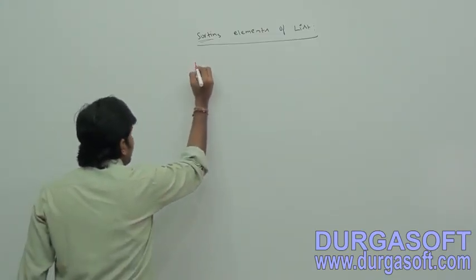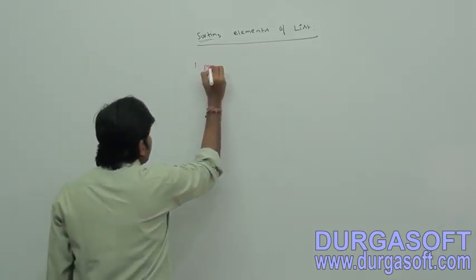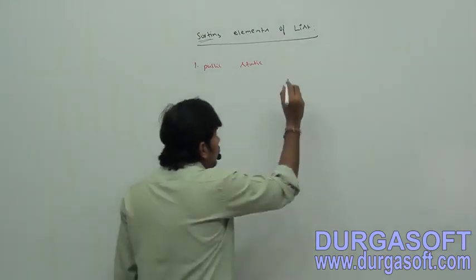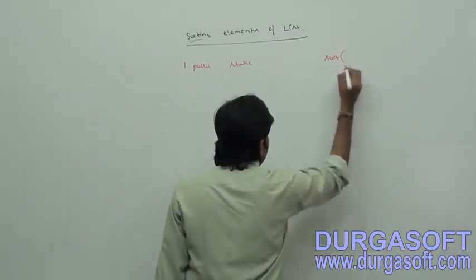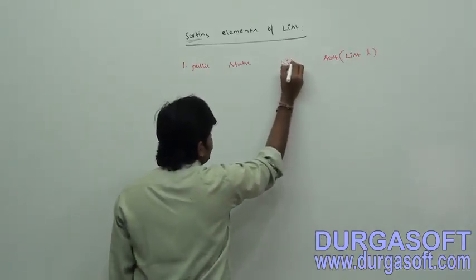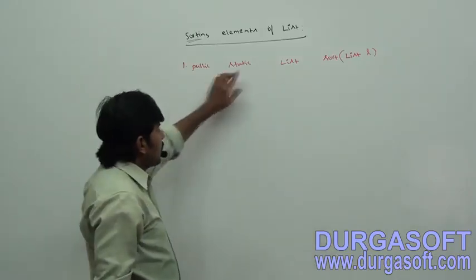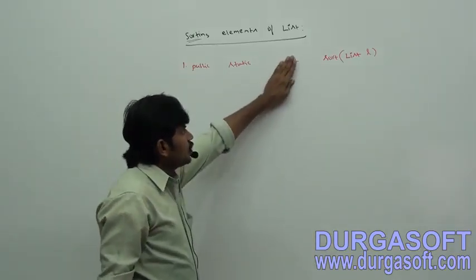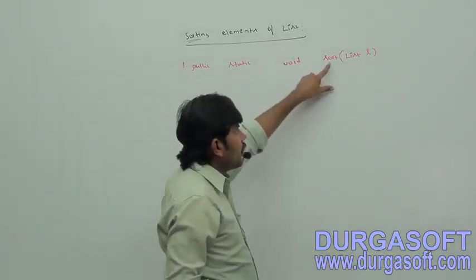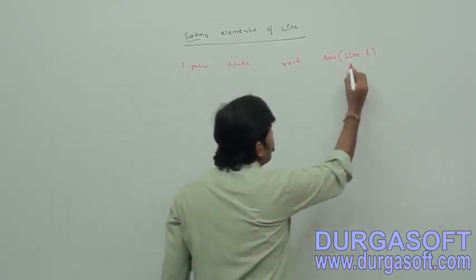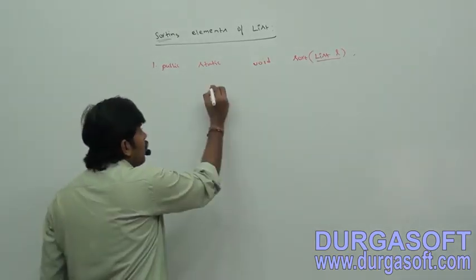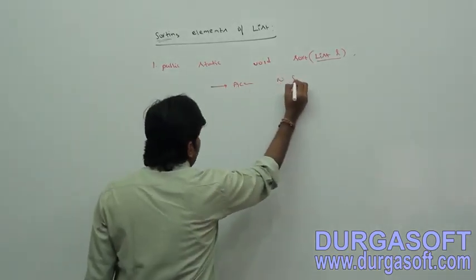Which methods are there? The first method is public static, because both methods are public static. The method name is sort. Just pass any list object. The return type is void, so in the existing list only, the elements will be sorted. That's all. Public static void sort of List L. Whatever elements are present in this list will by default be sorted according to natural sorting order.